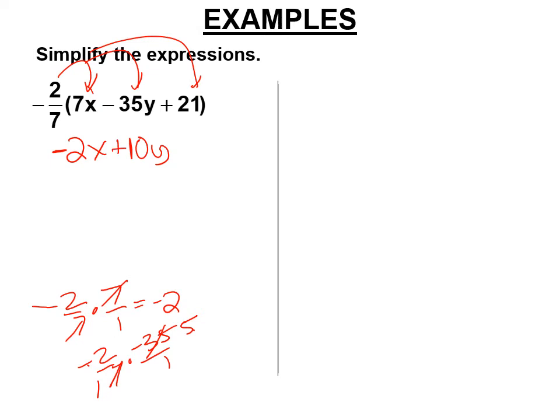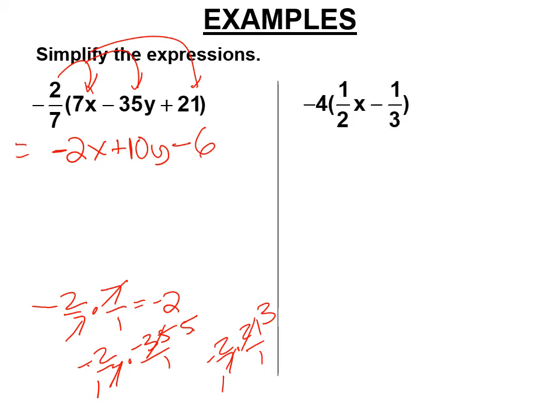And then we got negative 2/7 times 21. 7 becomes a 1. The 21 becomes a 3. Negative 2 times 3, negative 6. That's our simplified expression. No like terms there.